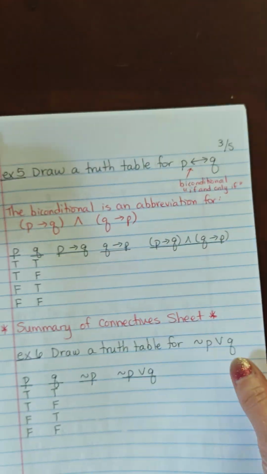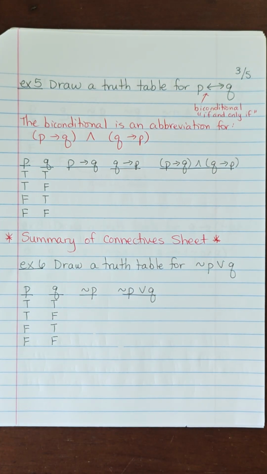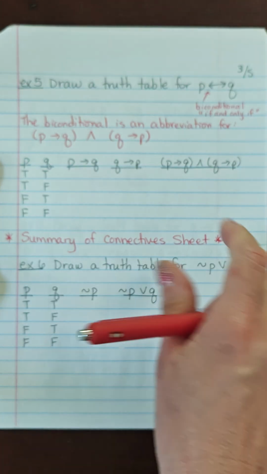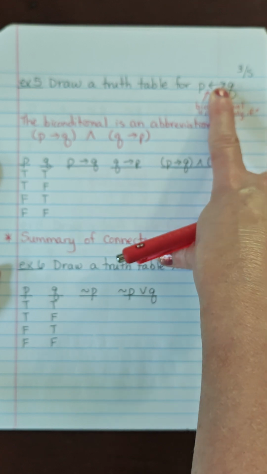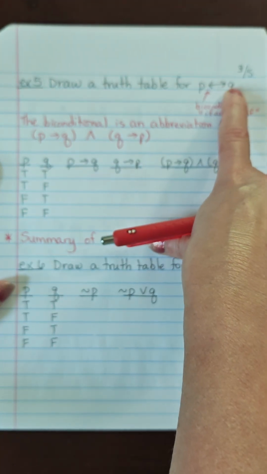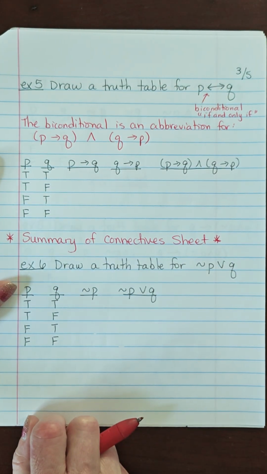Okay. Next up is the biconditional one, and this is going to be your least favorite because the biconditional is a conjunction of the two conditionals. So it is a two-directional conditional statement. It is the if and only if statement. This biconditional is the abbreviation for the conditional from P to Q and the conditional from Q back to P.